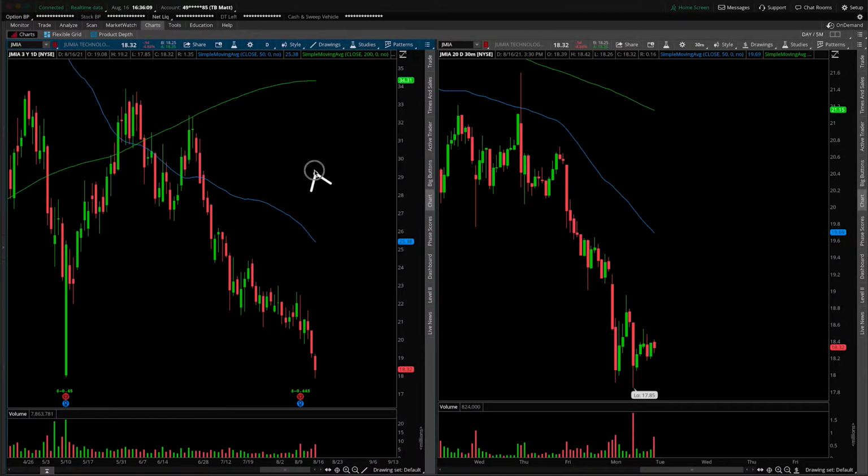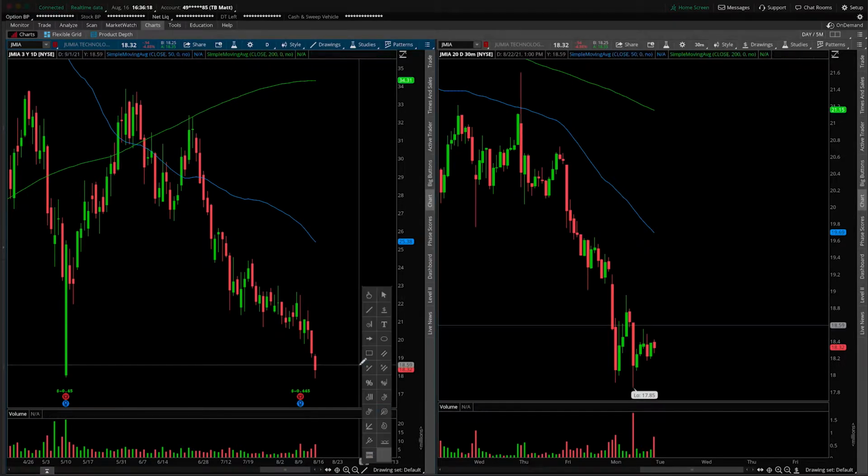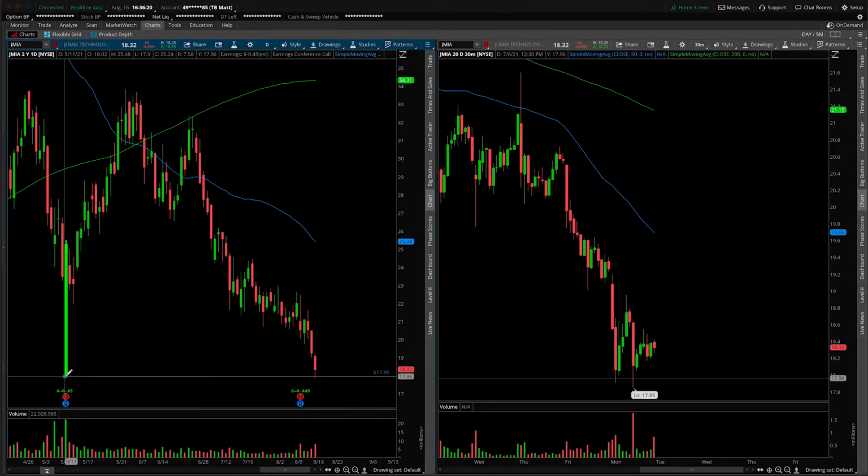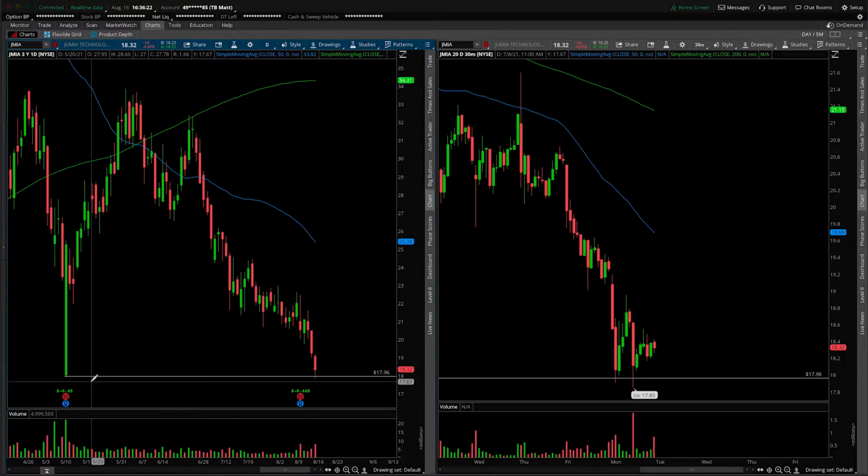On the left-hand side, we are looking at the daily time frame, and on the right-hand side, the 30-minute intraday time frame. First thing we should do is map out obvious areas of support and resistance from this daily perspective. First thing I would make your attention to is, of course, the fact that we're almost starting to bounce at this double bottom zone right around 18, the whole dollar.